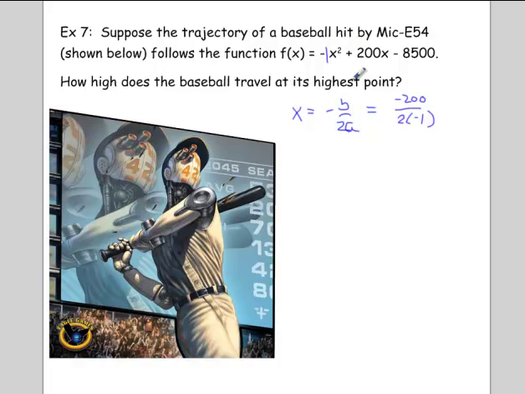What would it be if it wasn't a negative 1? It's not a 0, or the x squared would be gone. So I have a negative divided by a negative, so that's a positive, and I have 200 divided by 2, so that's 100. So x is 100, so we're going to find f of x, or f of 100, and we will have our answer.